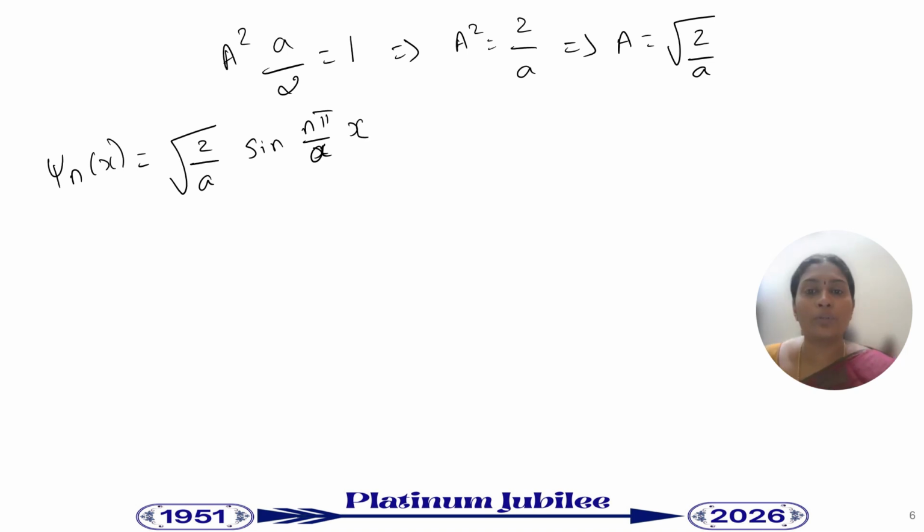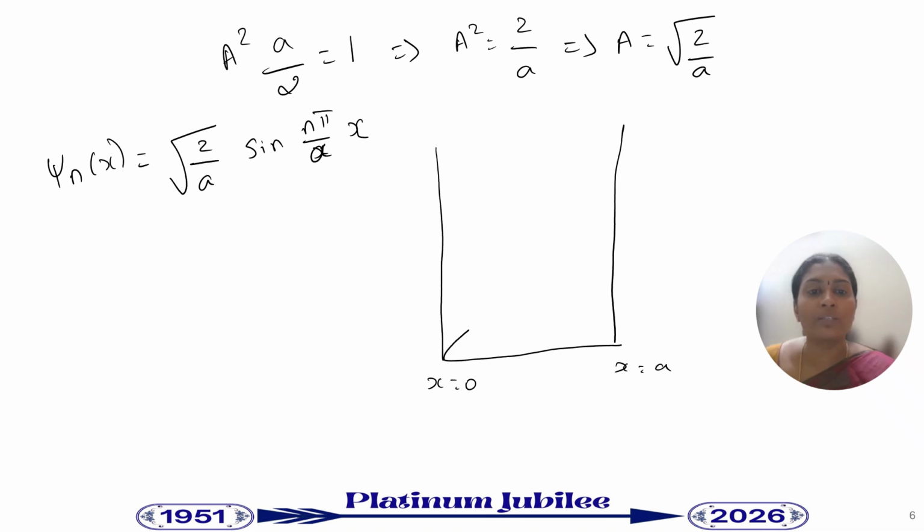So now I'm going to draw the normalized wave function for the first three states to get clarity. So here the boundaries are x is equal to 0 and x is equal to a. For the first wave function, that means psi 1 of x, it is having two nodes. One is at x is equal to 0 and another one is at x is equal to a. And for the second wave function, that is psi 2 of x, it is going to have three nodes.